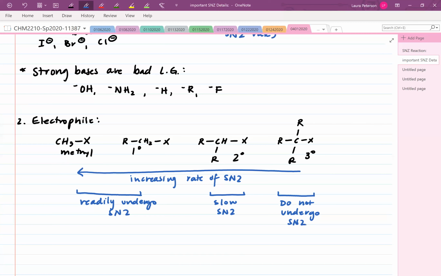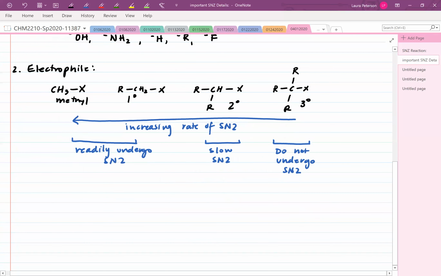Okay, so let's figure out why this is the trend. Why is it that a methyl halide would be a faster SN2 than a primary? And why is it that tertiary halides can't even undergo SN2? Okay, so it all comes down to sterics. We have to think about the ability of the nucleophile to access the carbon that bears the leaving group. So let's take our carbon electrophile, and then let's just think about R generically. Okay, so if R was a hydrogen versus some sort of carbon-based group, we have to think about the ability of the nucleophile to access that backside of the carbon halogen bond.